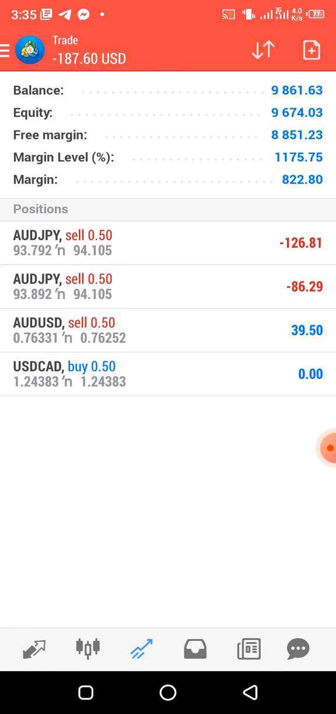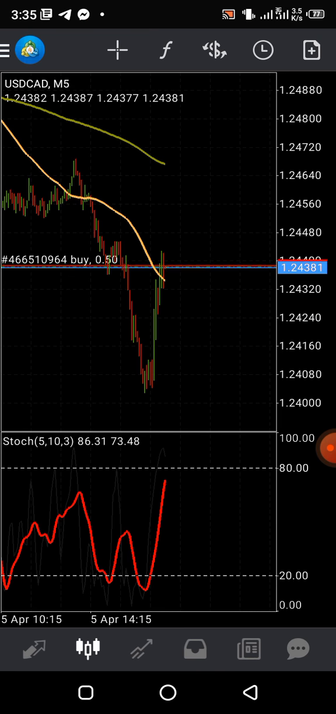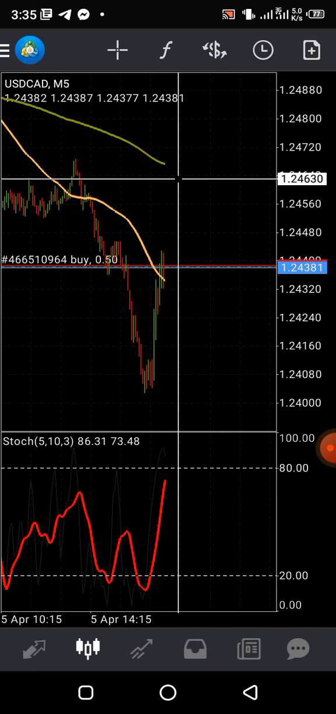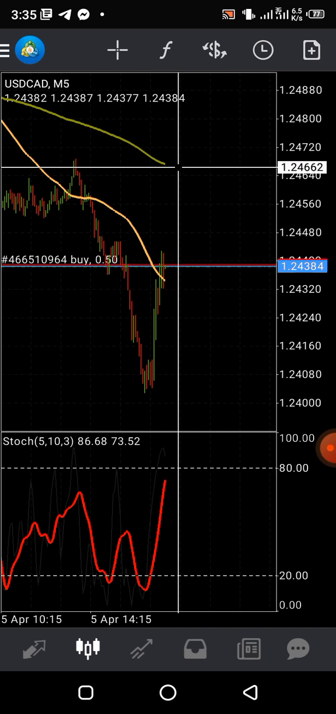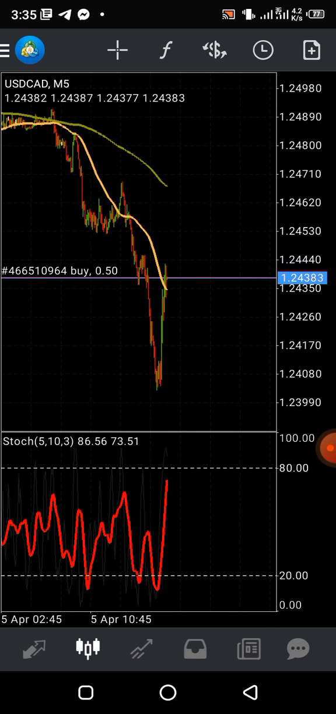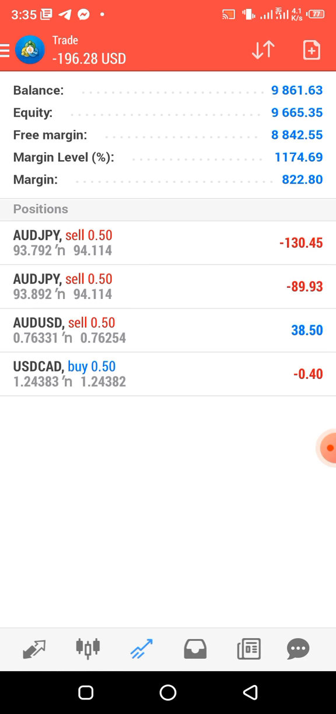Because I was expecting price to push higher and higher, at least the price should push higher into this line you're seeing here, 1.2462. For that reason is why we place it as a buy stop, and because of that buy stop as a pending order, price has reached the trade level and it has activated it.